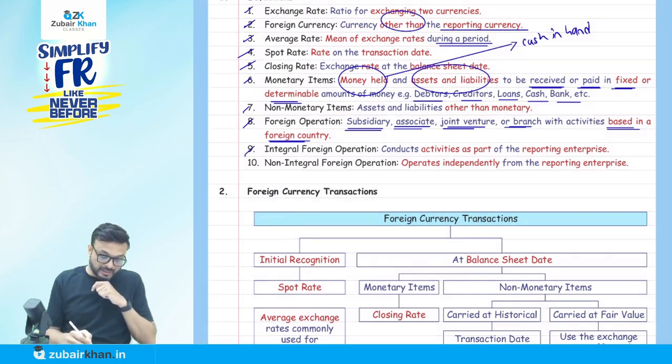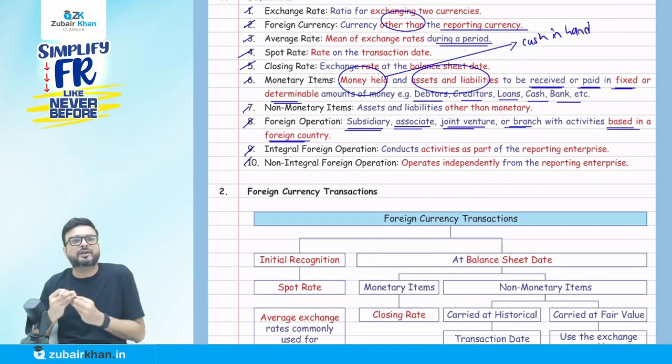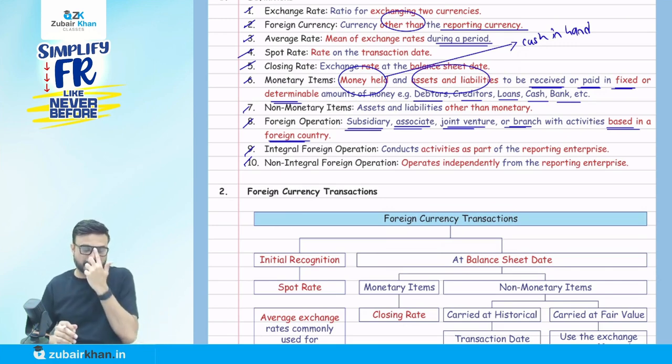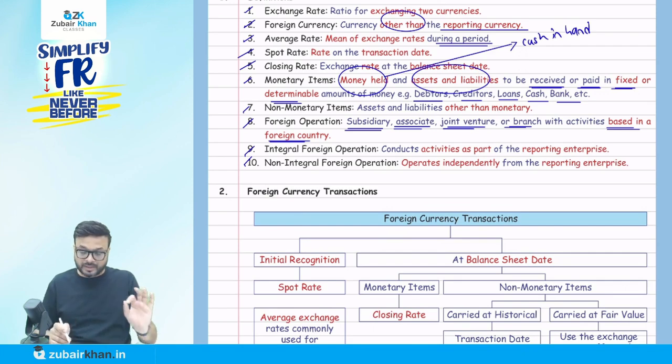Now, integral means it is just an expansion, or they are basically part of my business. For example, we have an office in Chennai. Now we have a branch in Dubai. Is it integral or non-integral? It depends. If the branch we have in Dubai depends on us only, we send the goods to them, if they need funds we give them, we call it integral. And they will mention it in your question, don't worry. So they conduct activities as a part of the reporting enterprise.